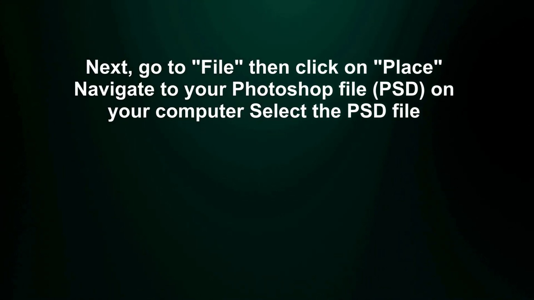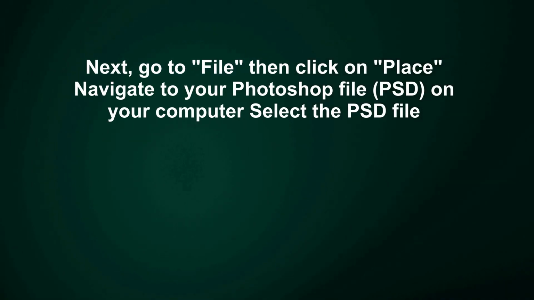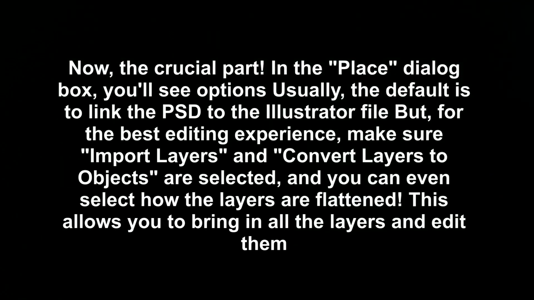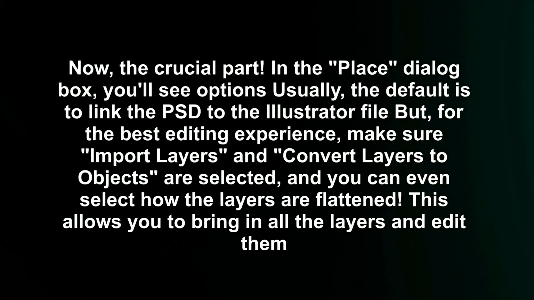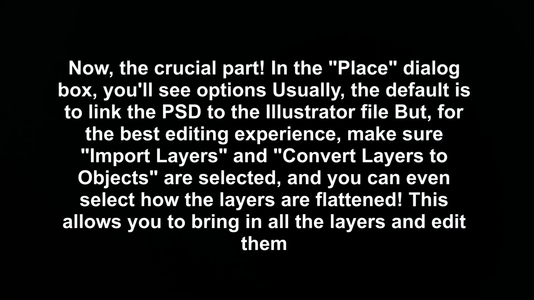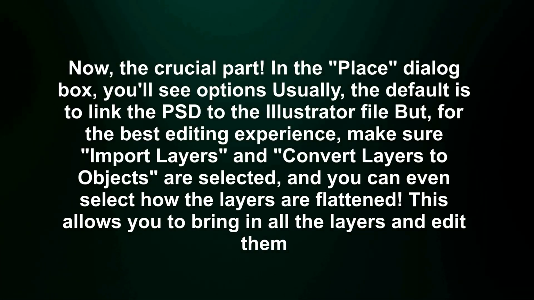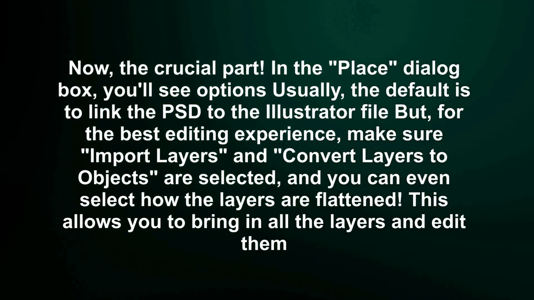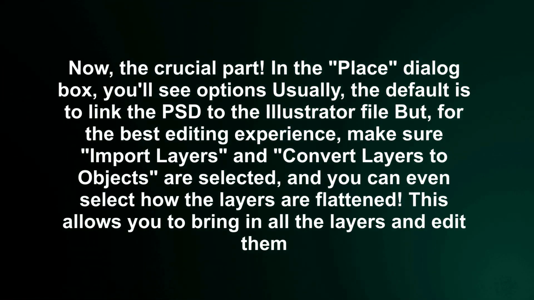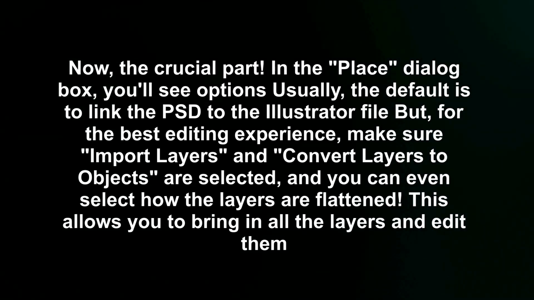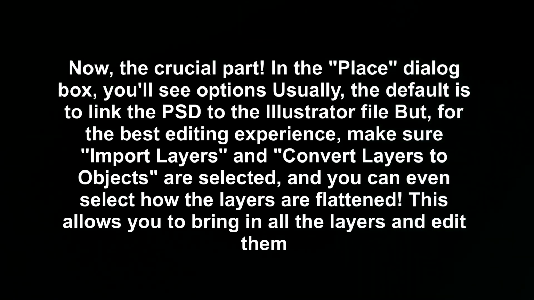Next, go to File, then click on Place. Navigate to your Photoshop file PSD on your computer. Select the PSD file. Now, the crucial part: in the Place dialog box, you'll see options. Usually, the default is to link the PSD to the Illustrator file, but for the best editing experience, make sure Import Layers and Convert Layers to Objects are selected, and you can even select how the layers are flattened. This allows you to bring in all the layers and edit them.